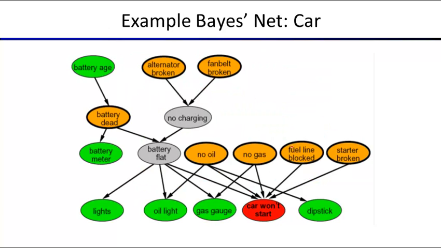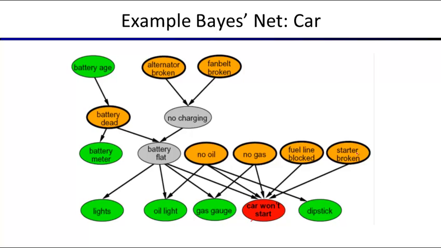Here's another one. Let's say your car broke down, and there's a bunch of variables related to that, whether the lights are still working, whether the oil light is on or not, whether the gas gauge is pointing full or empty. You observe the car is not starting. Your battery could be flat, no oil, no gas, fuel line blocked, starter broken, and so forth.